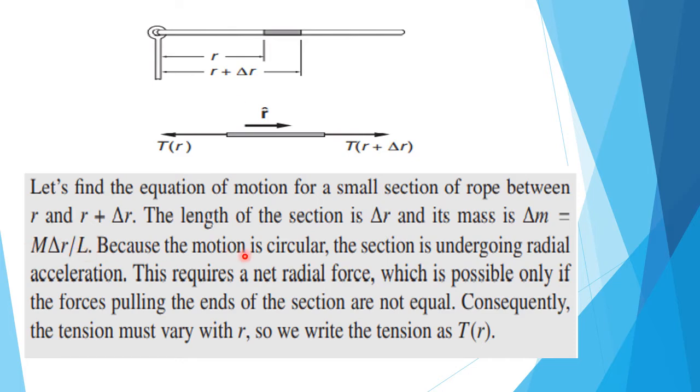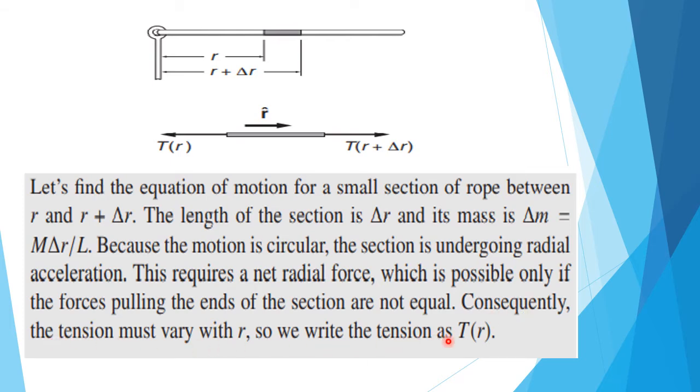Now because the motion is circular, the section is undergoing radial acceleration. So there will be a radial acceleration along the radial direction. This requires a net radial force, which is possible only if the forces pulling the ends of the section are not equal. So there is a need of a net radial force along the radial direction in order to make this whirling possible. So consequently the tension must vary with r.